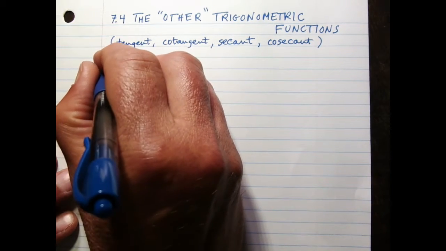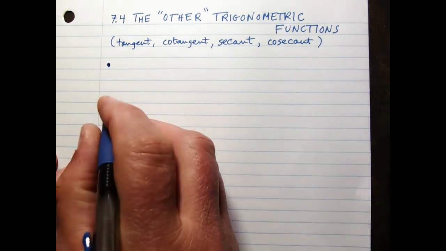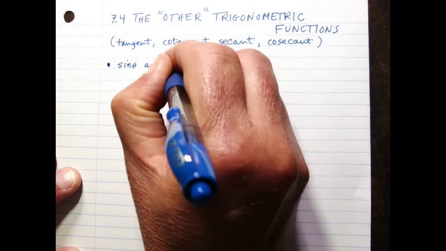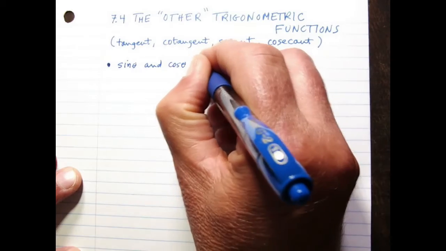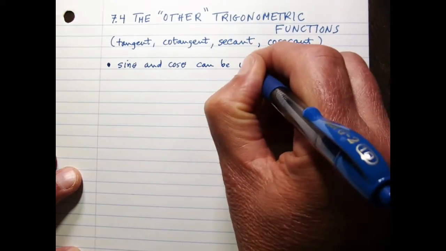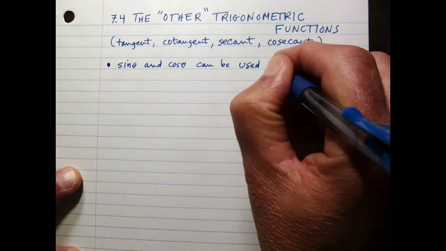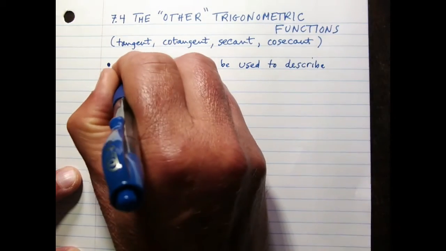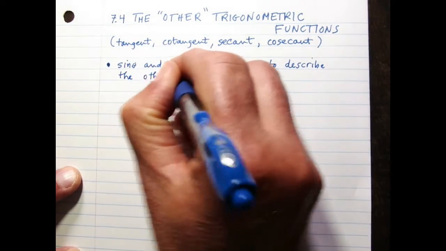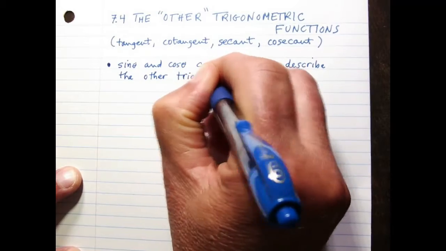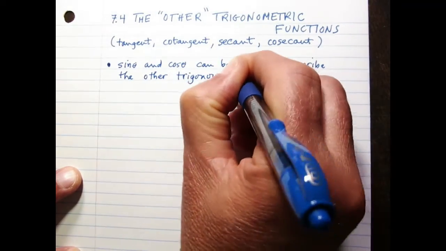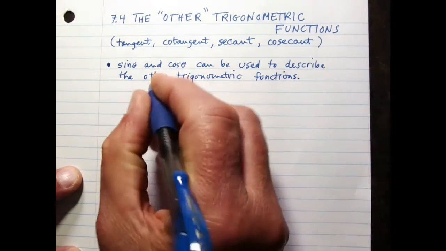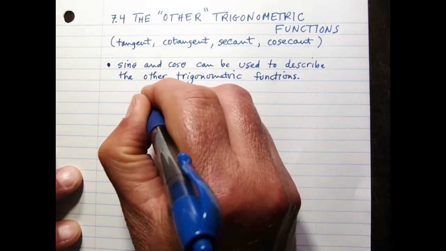Okay, so what's important in this section? I'm going to write these bullets here. Sine theta and cosine theta can be used to describe the other trigonometric functions. And we've already talked about this. This is a really, really important idea. And of course, you've got to have these things memorized.